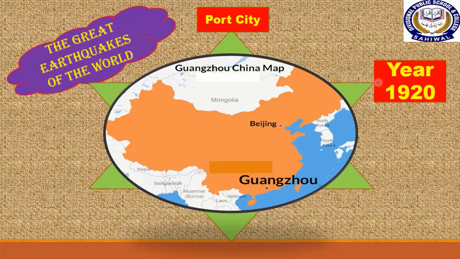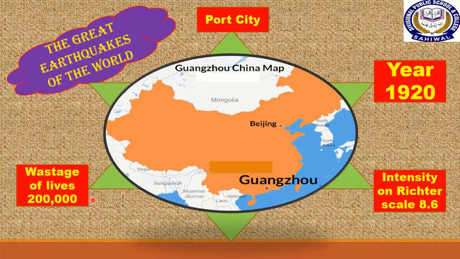An earthquake came over here in 1920. Intensity on the Richter scale was 8.6. Loss of lives: 2 lakh people.